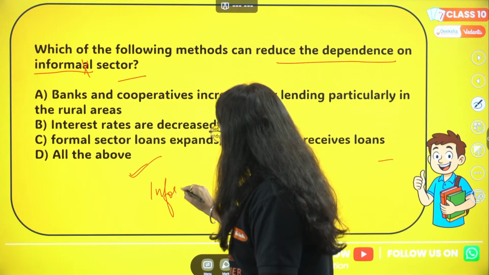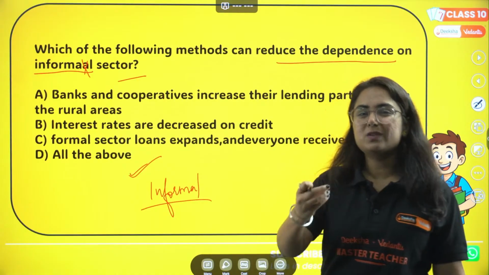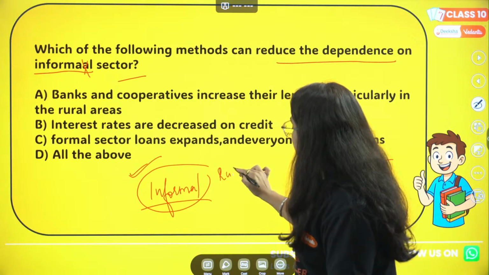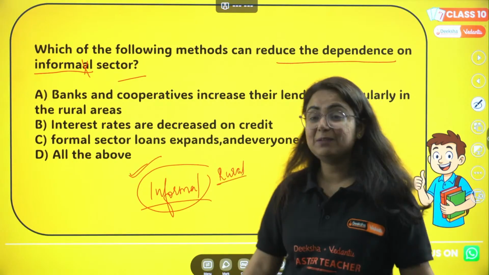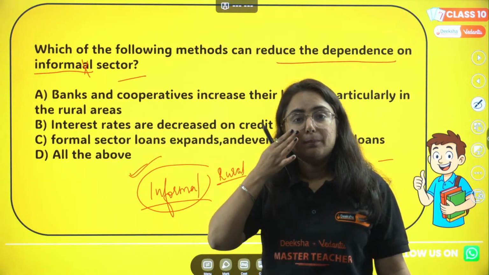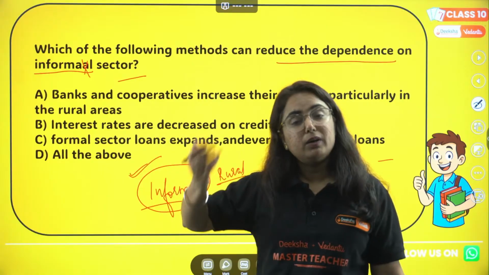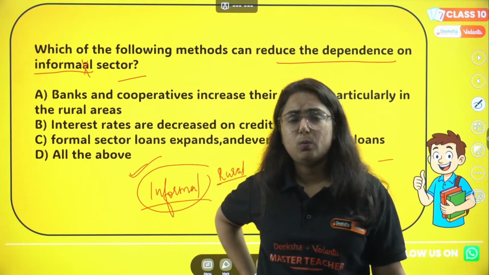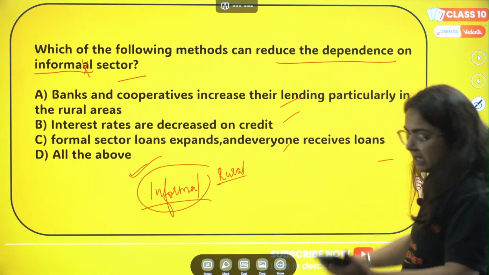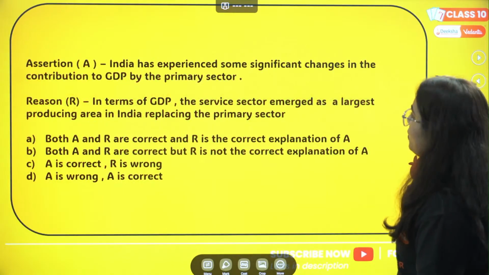Basically, pay attention. We know that there are two sectors of credit, formal and informal. In rural areas, the dependency is on which sector? Informal sector. Why? Because the banks and cooperatives might not have reached there, or they are giving the loans at a high interest rate. So if you do all such things, then the answer is D, and D is the correct one to this question.